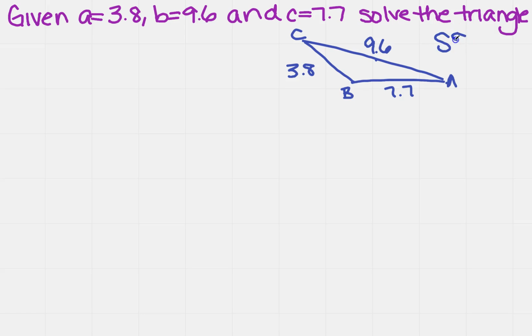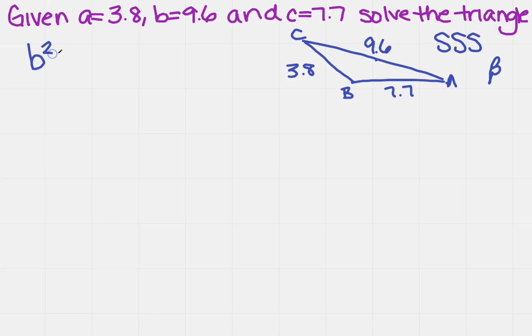So now, what's the first thing we need to do when we have side, side, side? The very first thing we have to do is find the largest angle. Now, if you remember, the largest angle is usually across from the largest side. So I'm going to look for finding beta. Now, there is a law of cosines, and that's what I'm going to use to do that.